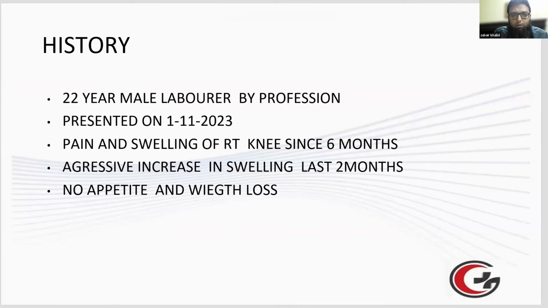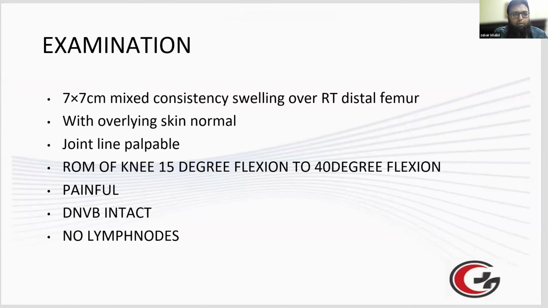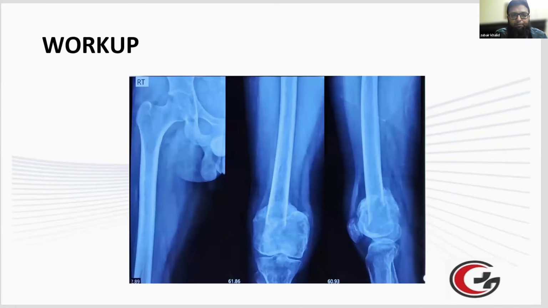He presented to us last year on the 1st of November with pain and swelling of the right knee for 6 months. There has been an aggressive increase in the swelling for the last 2 months, with no generalized symptoms. On examination, there is a 7 by 7 centimeter mixed consistency swelling of the right distal femur, with normal overlying skin. The range of movements is 15 to 40 degrees of flexion, and painful. However, the distal neurovascular bundle is intact and there is no lymph node involvement.